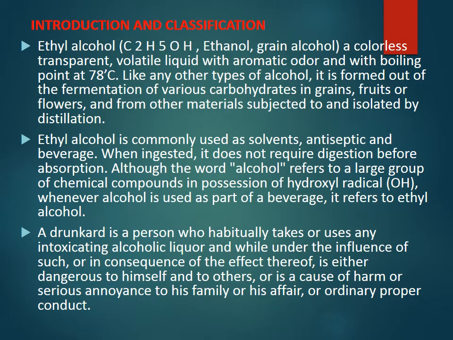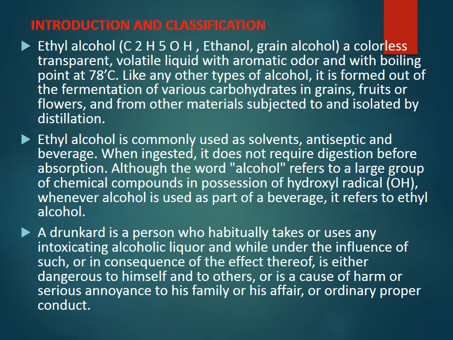Introduction and classification. Ethyl alcohol or ethanol, grain alcohol, is a colorless, transparent, volatile liquid with aromatic odor and with boiling point at 78 degrees Celsius. Like any other types of alcohol, it is formed out of the fermentation of various carbohydrates in grains, fruits, or flowers, and from other materials subjected to and isolated by distillation. Ethyl alcohol is commonly used as solvents, antiseptic, and beverage.